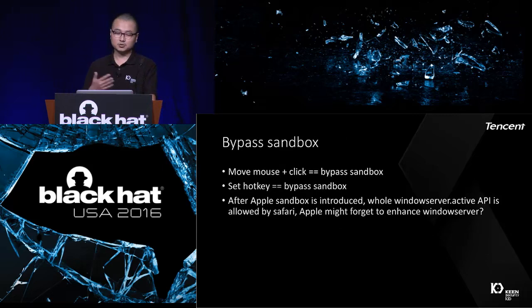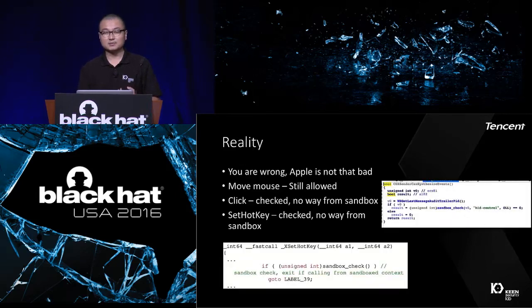For example, if we need to bypass the Sandbox, the first thing we think of is to move the mouse plus click. If we can simulate this operation, then it means bypassing the Sandbox, because we can move the mouse to the calculator icon and then perform a double click. And also we may do some set hotkey operation to set up our own customized hotkey. So let's do the real exam to see how they can be done. But we found that we were wrong, because Apple is not that bad.